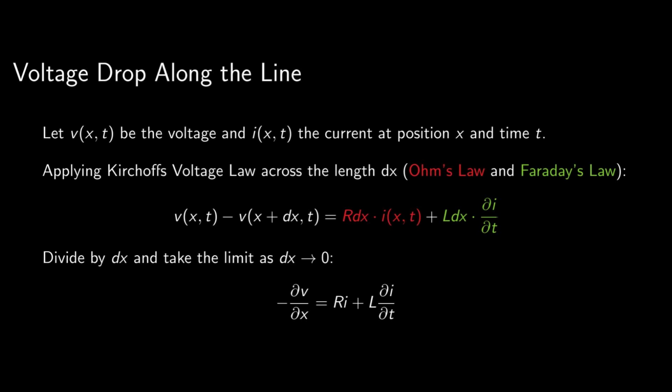First, we consider the voltage drop using Kirchhoff's voltage law, which basically says that the sum of voltages on a closed loop must be zero. What this means for us in this case is that the difference in voltage across the segment must be the sum of the individual voltage drops, which come from the resistor, governed by Ohm's law, V equals IR, and the inductor, governed by Faraday's law, L dI/dt. Then, dividing by dx and letting that dx go to zero, we arrive at an equation for the voltage gradient.